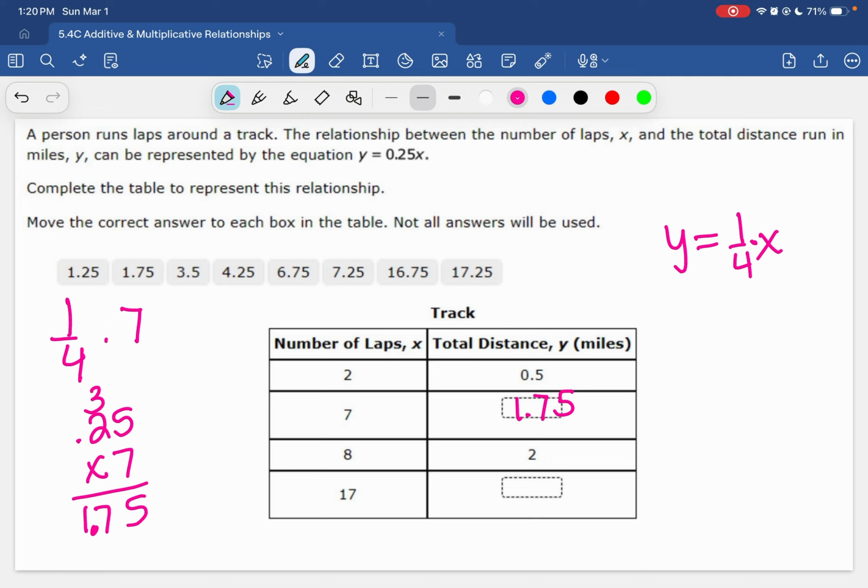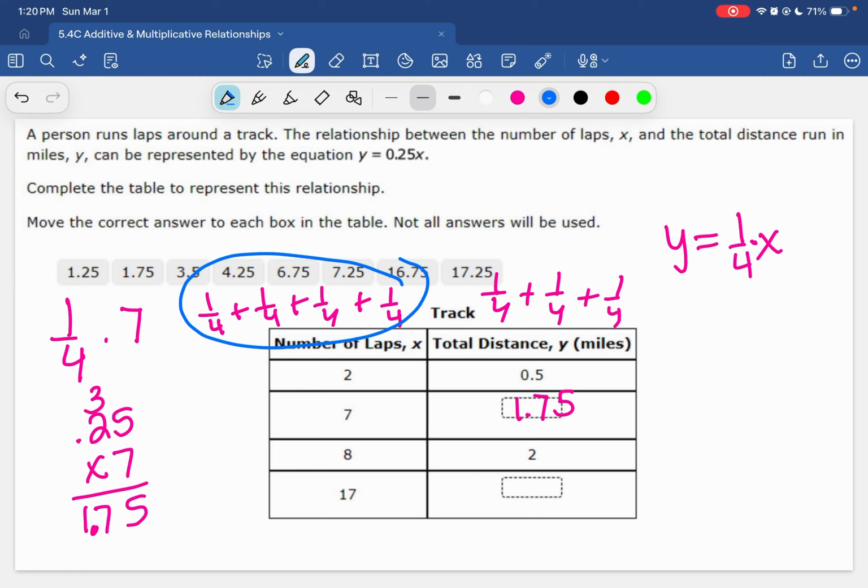But I also want to show you with fractions. So if you have 7 groups of 1/4, you know 4 groups of 1/4 is 1 whole. So right now I have 7 total. I know this is 1 whole, and then I have 3/4 here, which is equivalent to 1 and 75 hundredths.